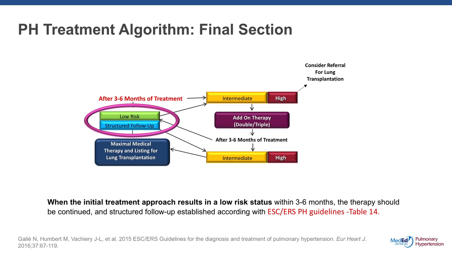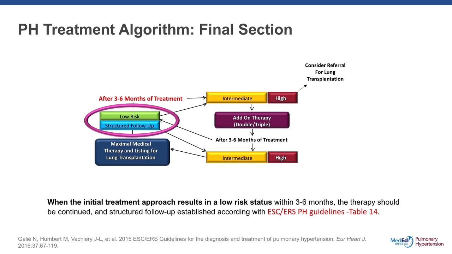No matter what initial treatment decision you've made, whether it is initial monotherapy or initial combination therapy, you need to reassess the patient. And if after 3 to 6 months of treatment, whatever your initial treatment choice was, they are in a low risk category, that's great. We're very happy with that. That's where we want the patient to be. And at that point, you don't need to add any other therapy, but it's important to continuously follow them up.